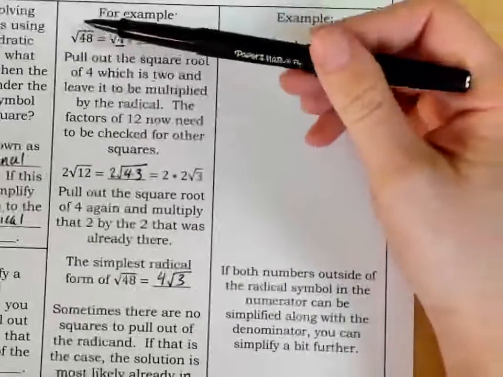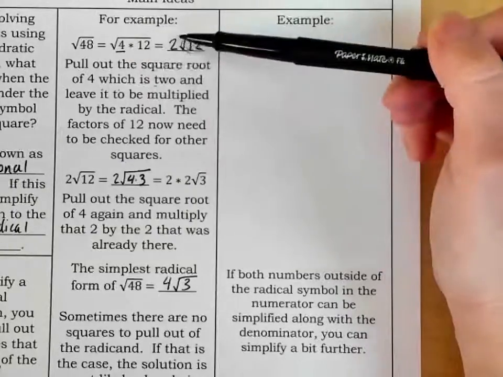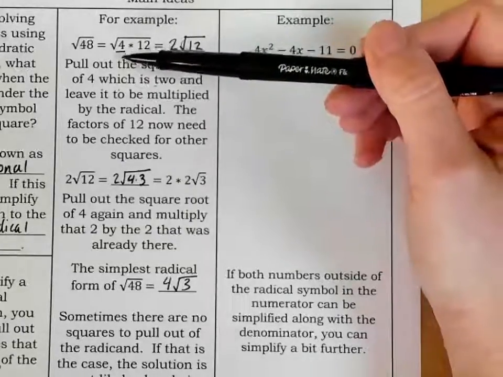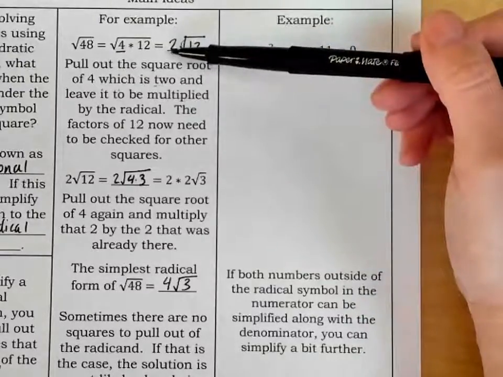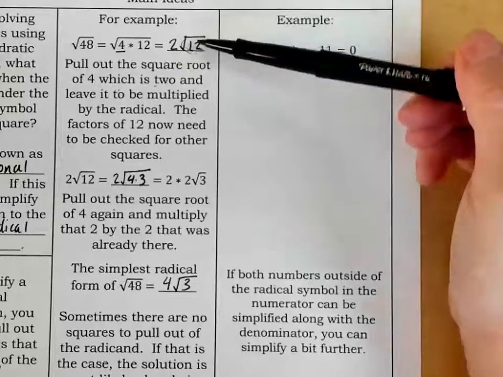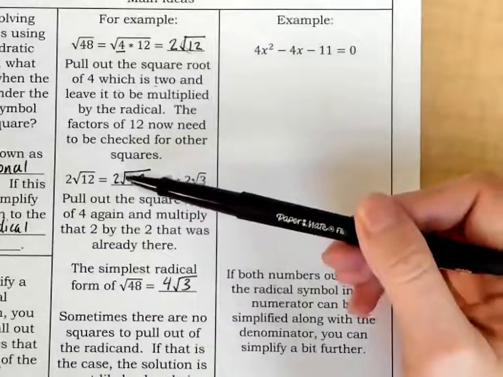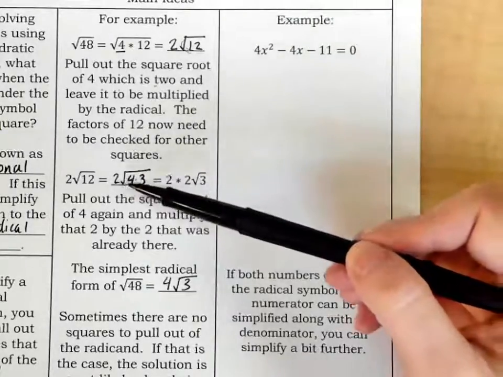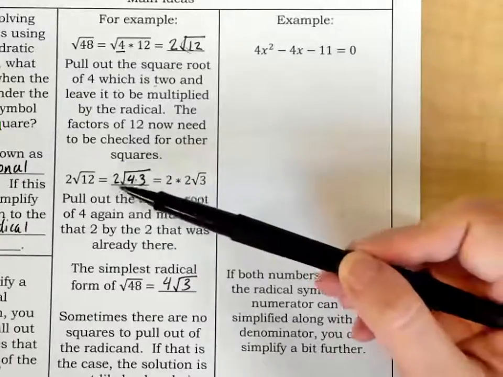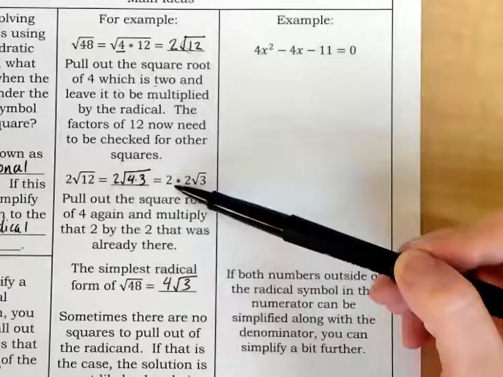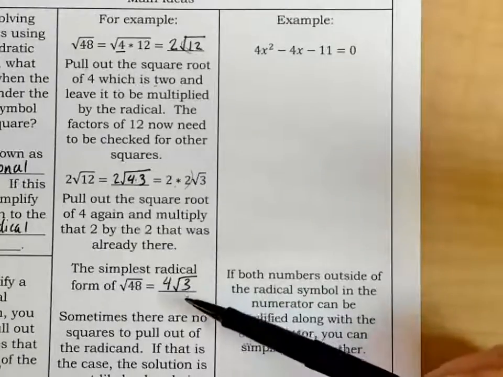So again, I took the square root of 48 and I factored that to 4 and 12, and I pulled the 2 out. I took the 4 and took the square root of that as 2 and pulled it out to the outside of the radical symbol, left the 12 inside. Now 12 was still factorable, so I went down and I factored it to a 4 and a 3. So then I took that 4 again, the square root of that, and pulled it out as a 2, and so that 2 coupled with the 2 I already had became 4 times the square root of the 3, what was left over.